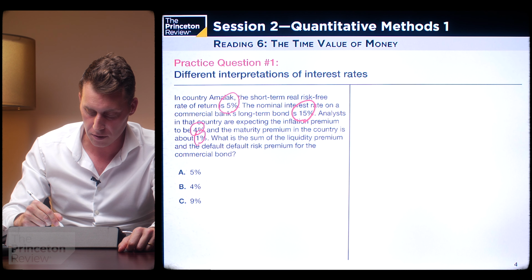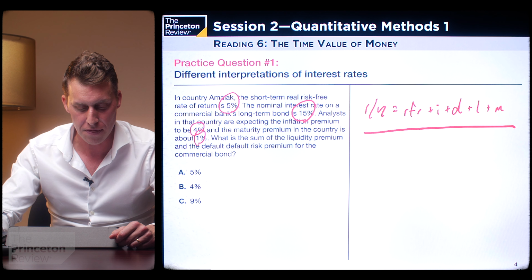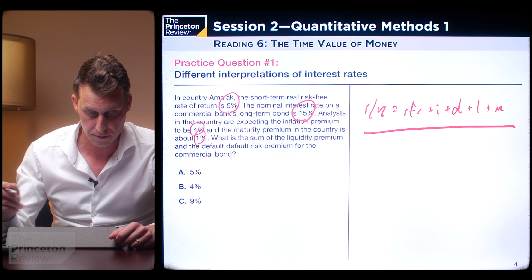If we know that our nominal rate of return, I-Y, is made up of the risk-free rate plus an inflation premium plus our default premium plus liquidity and maturity. Let's see what the question gives us. And that's why it's always good on your mock exams, practice questions, on the final exam especially, to begin not only outlining the equation, but then filling in with the information that's given to you.